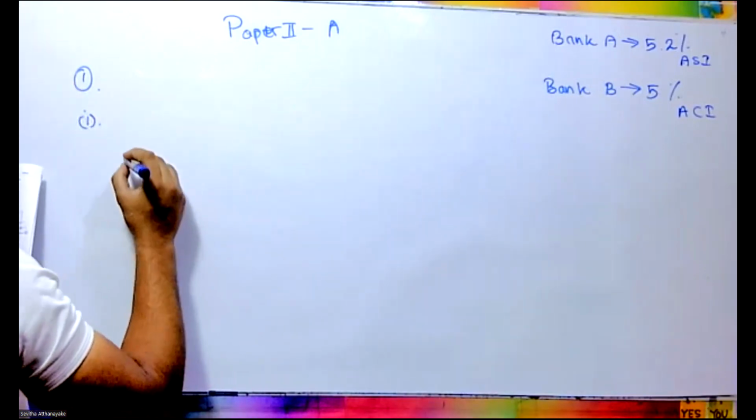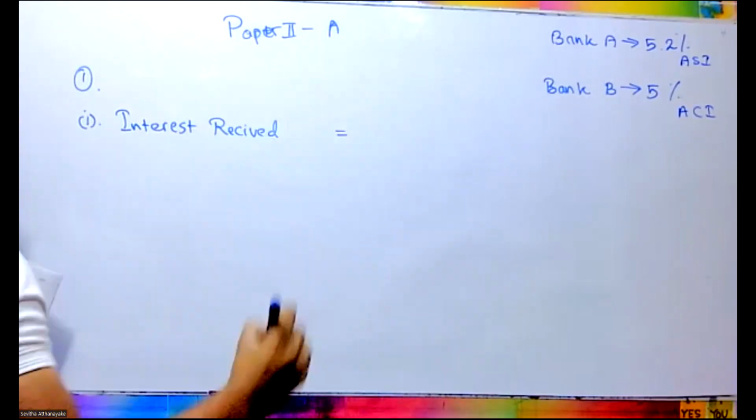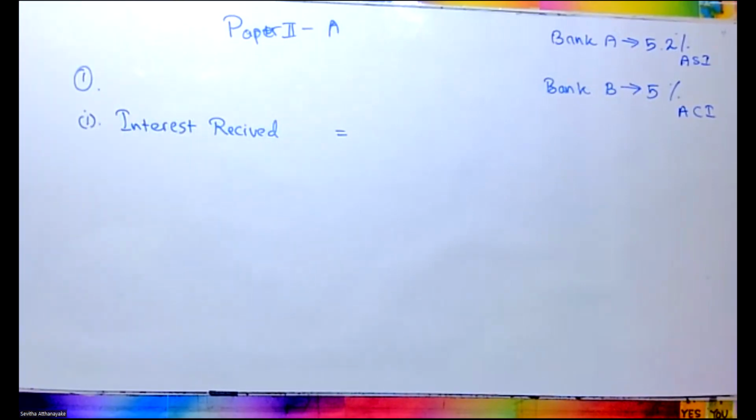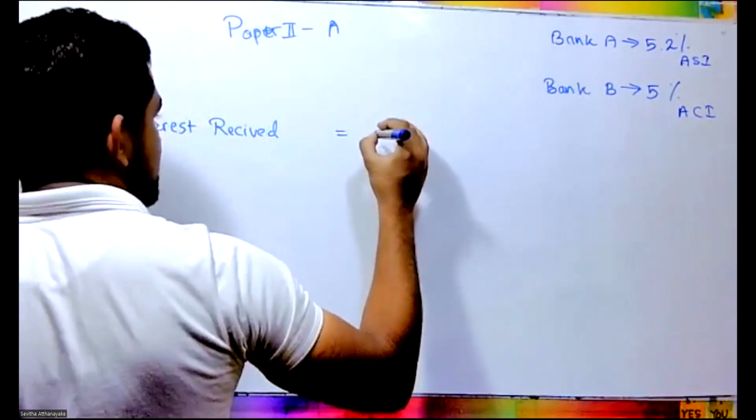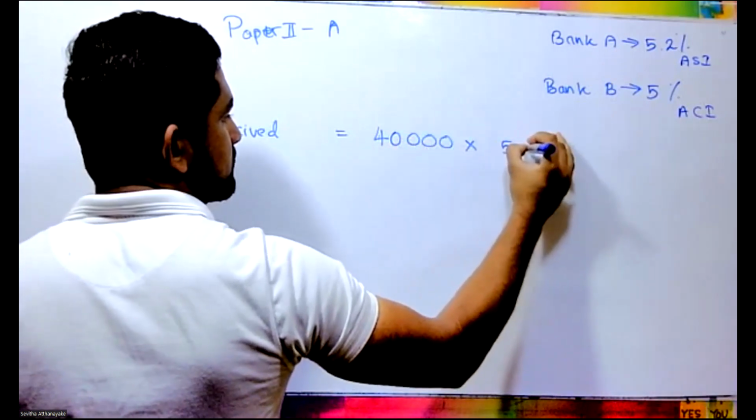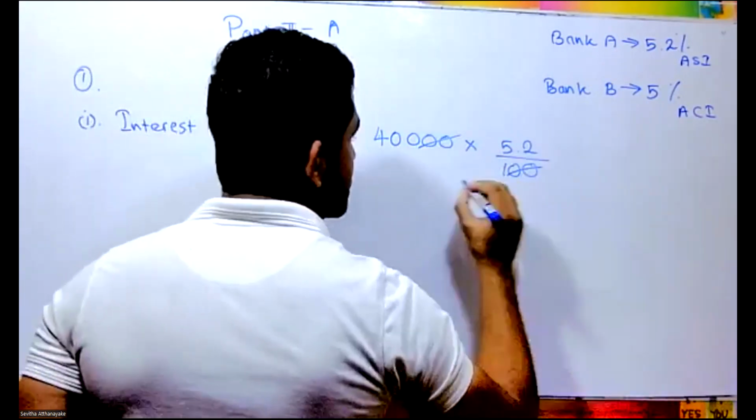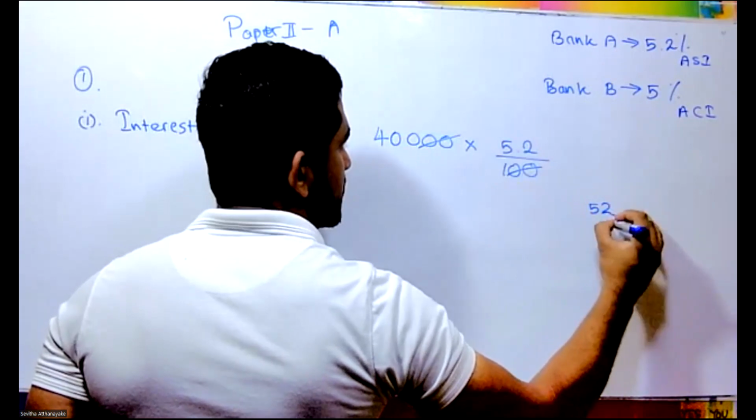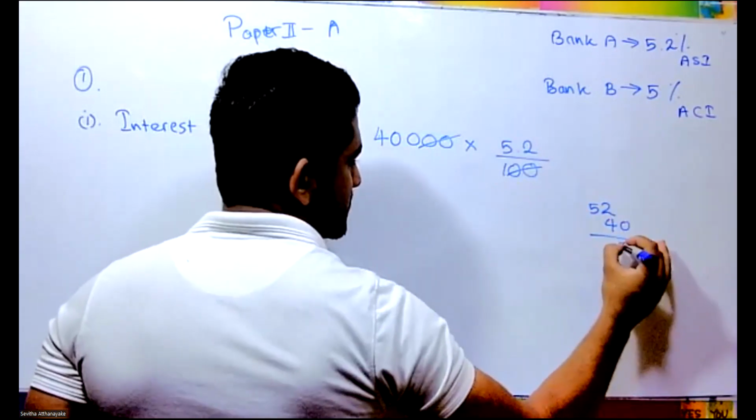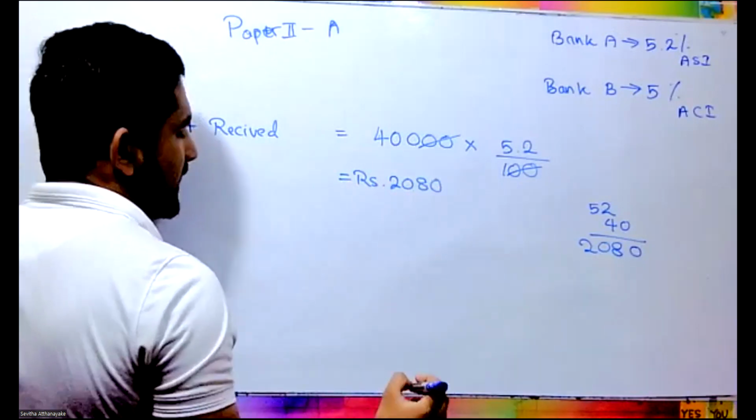How much does he get per year from bank A? Interest received. Okay. What is the interest? Did you calculate? You can send me. 5.2 of 40,000 is what we put. Okay, then two zeros get cut here. When one zero goes, here it is 52. Then what remains here is 40. 52 multiplied by 40. 4 times 2 is 8. 5 times 4 is 20. 2,080.